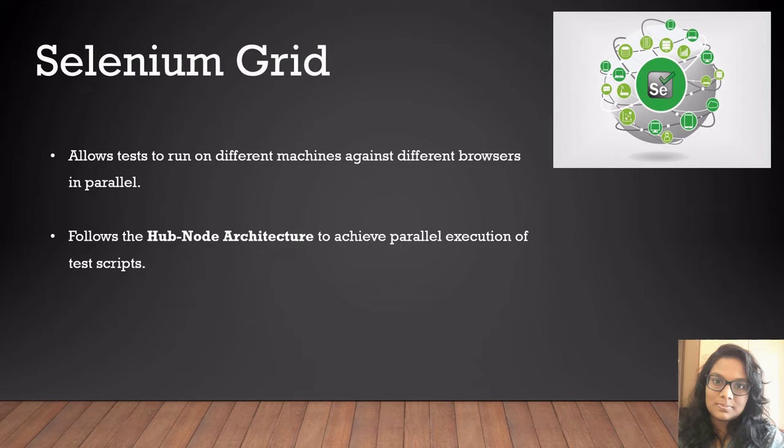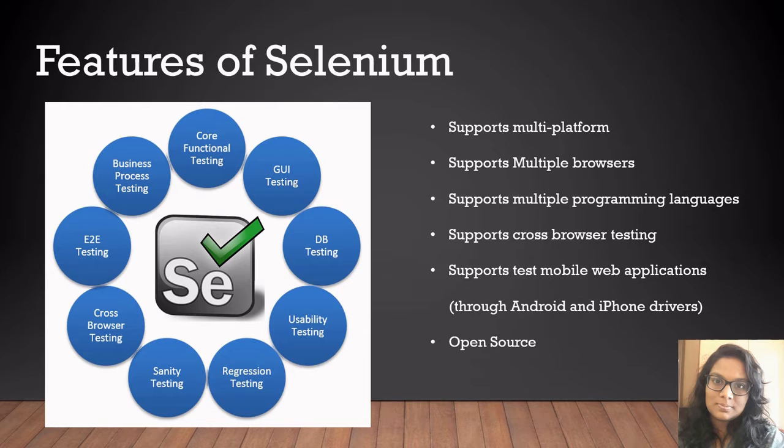Then the Selenium Grid. Selenium Grid is also an important component which allows tests to be run on different machines against different browsers in parallel. In simple words, we can run our tests simultaneously on different machines running different browsers and operating systems. It follows the hub-node architecture to achieve parallel execution of test scripts.